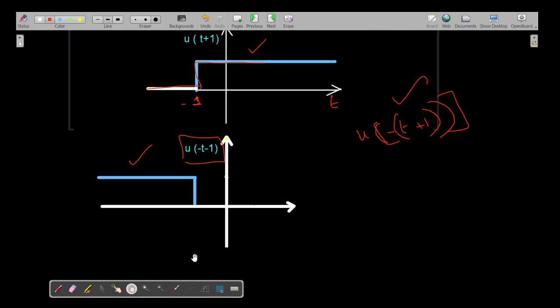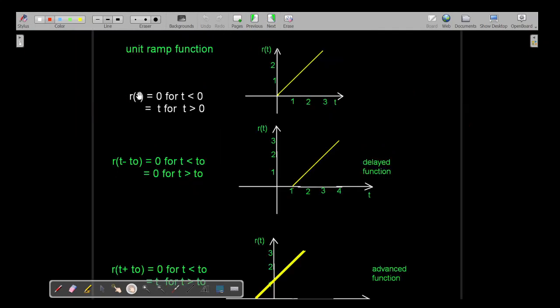This is how we have to find out. Okay, next we move on to ramp. So here I'll be giving you the definition of what a ramp is.